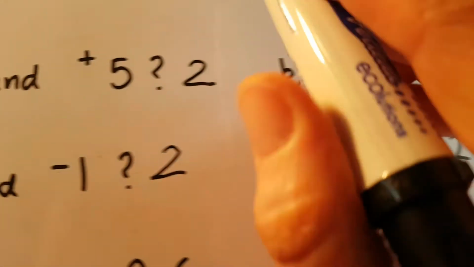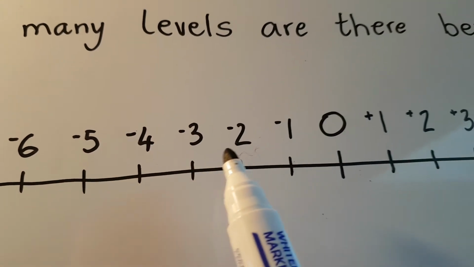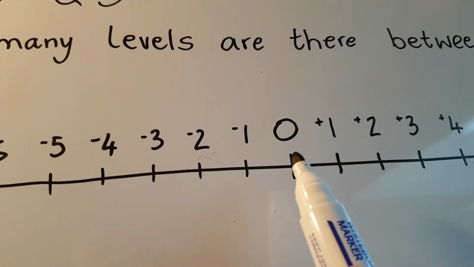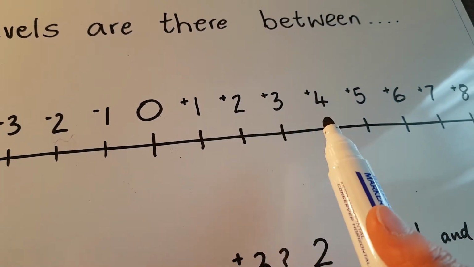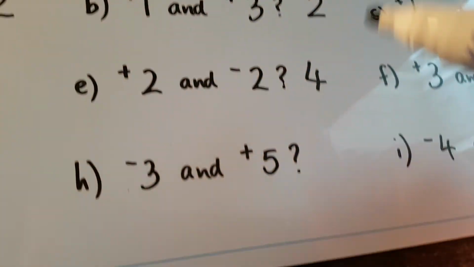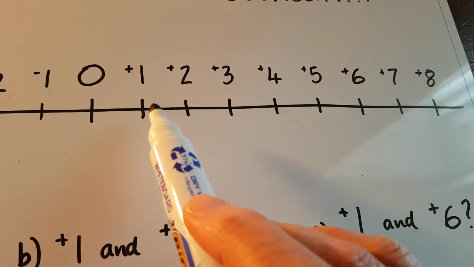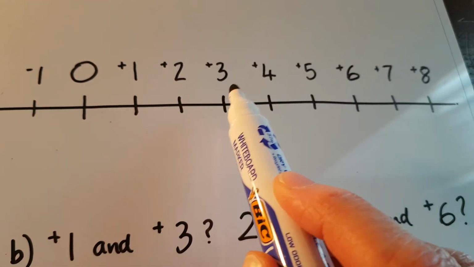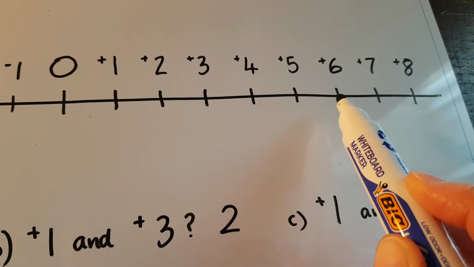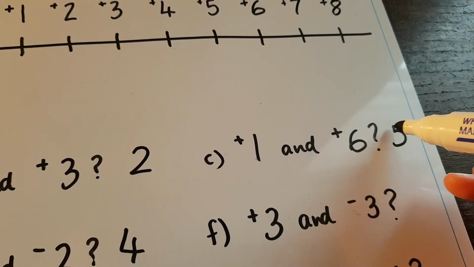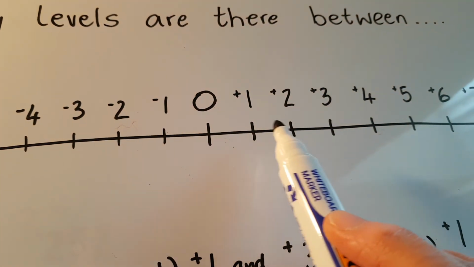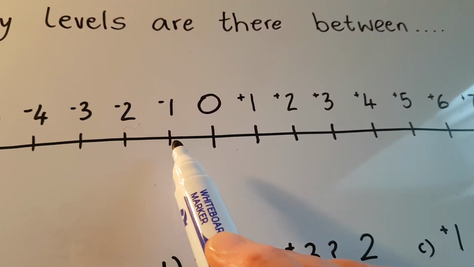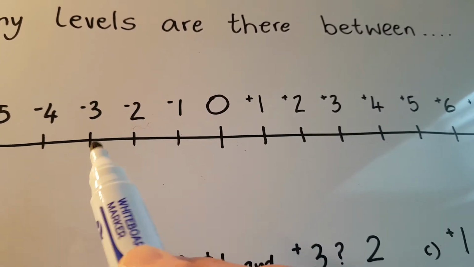Minus 3 and plus 5. 1, 2, 3, 4, 5, 6, 7, 8. Plus 1 and plus 6. 1, 2, 3, 4, 5. Plus 3 and minus 3. 1, 2, 3, 4, 5, 6.